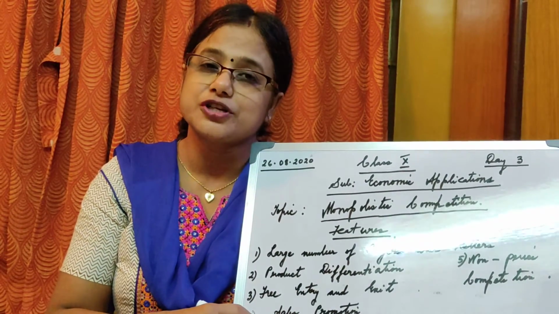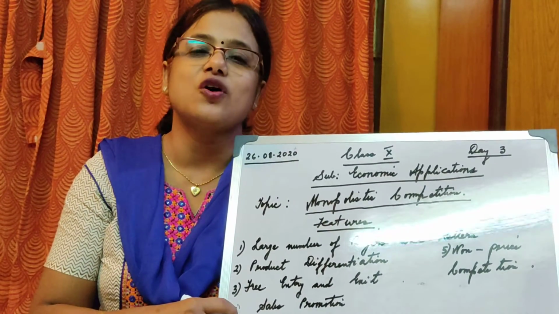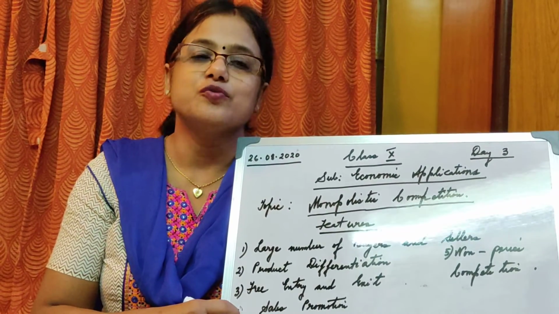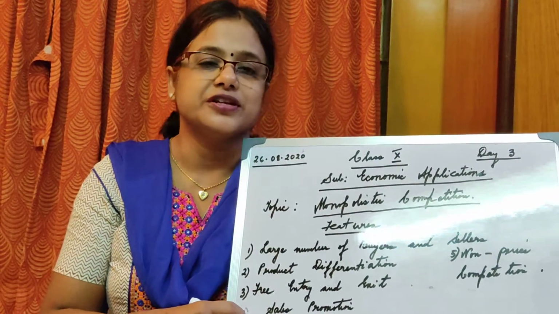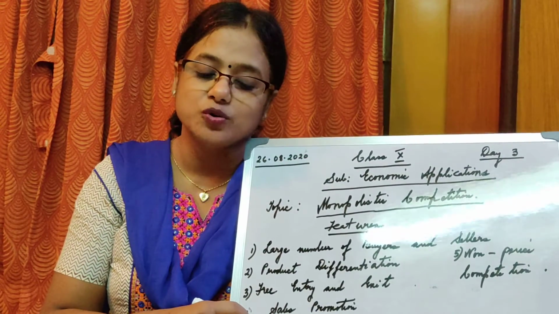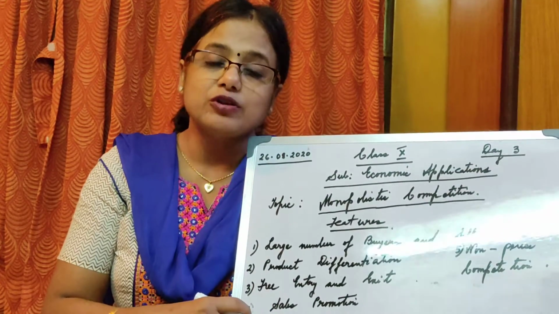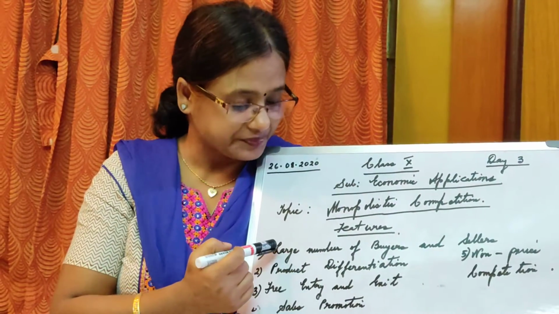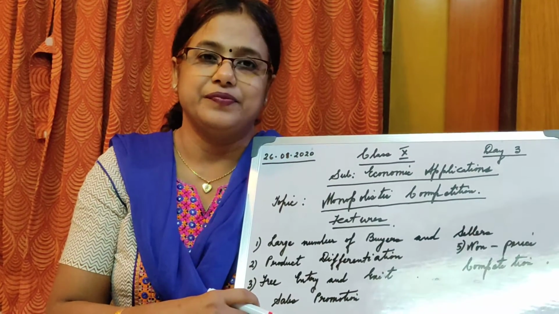In perfect competition we saw a homogeneous product. In monopoly we saw a product which has no close substitutes, but here it is a differentiated product. What is a differentiated product? We will deal with that when we go through the features. Now the first feature is a large number of buyers and sellers.